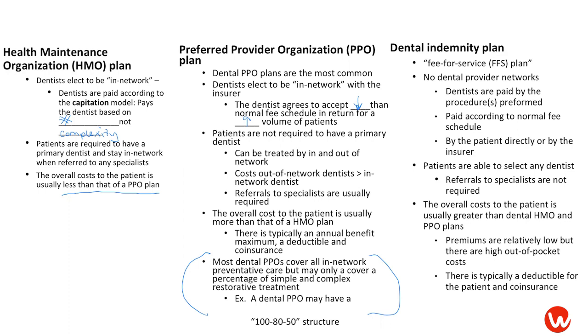So the dental indemnity plan, or fee for service, basically has no dental provider networks. So dentists are paid by the procedures performed, and this is typically paid by a normal fee schedule. Patients are able to select any dentist that they would like. Referrals to specialists are not required, and the overall cost to the patient is usually greater than that of an HMO or PPO plan. Premiums are typically low, but there are very high out-of-pocket costs. So typically there is a deductible for the patient and some co-insurance.